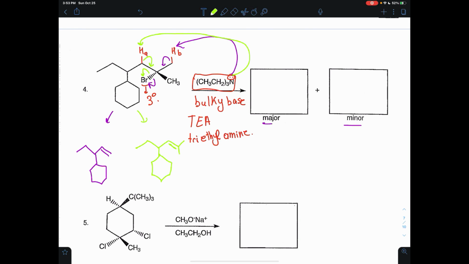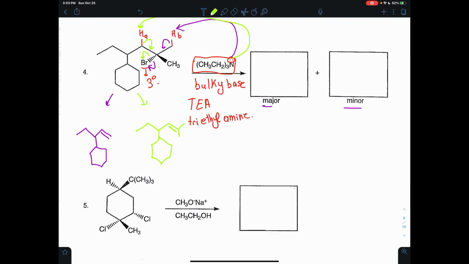Let us see, I am forgetting something on this one. Yeah, I drew this one wrong, the purple one. So 1, 2, 3. Let me just adjust the purple one. 1, 2, 3, 4. Yep, I drew this one wrong. So those are my two products.